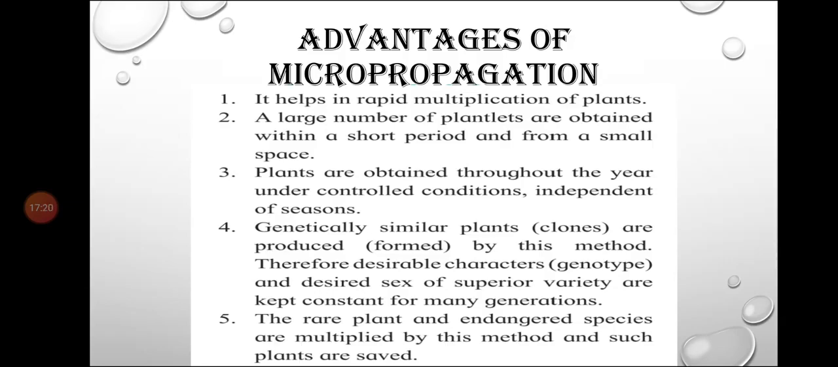Okay, then rare plants and endangered species are multiplied by this method and such plants are saved. Definitely, if we find some species that are becoming rare and endangered, we can multiply such qualities of the plant by this method, and those plants can be saved for future generations. So all these are the advantages of micropropagation. The advantages of micropropagation are an important topic from your exam point of view.